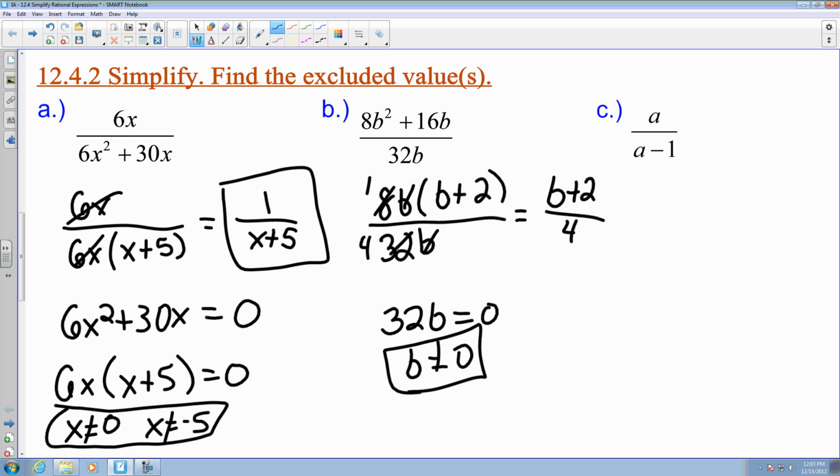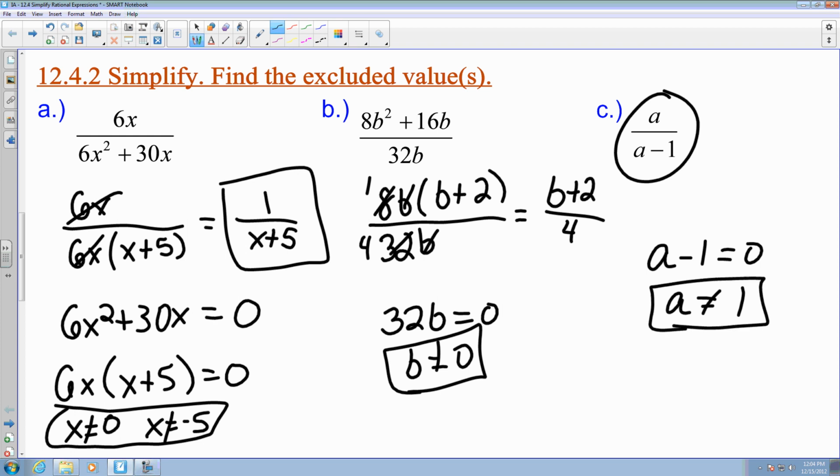And A, to simplify this, it already looks simplified. So that's the answer as simplified. So all I have to do is find the excluded values. So a minus 1 equals 0. That means a would have to equal 1. So a cannot equal 1 for that particular expression.